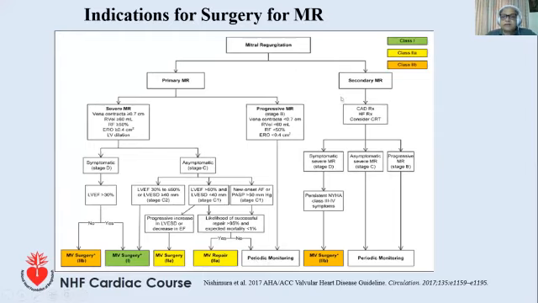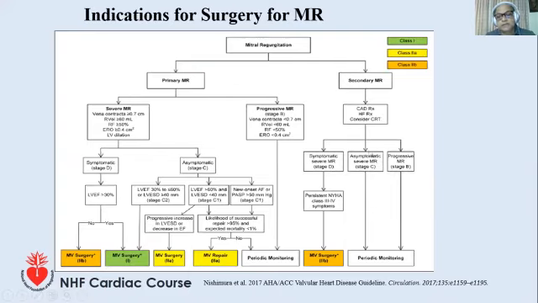Regarding secondary mitral regurgitation, the problem is in the heart, not in the valves. It is due to either coronary artery disease or heart failure, and we consider CRT in these patients. After treatment of coronary artery disease and heart failure, and sometimes resynchronization therapy, if the patient is still symptomatic with severe MR, in this case with persistent NYHA class 3 or 4, surgery is the option, especially in secondary mitral regurgitation.